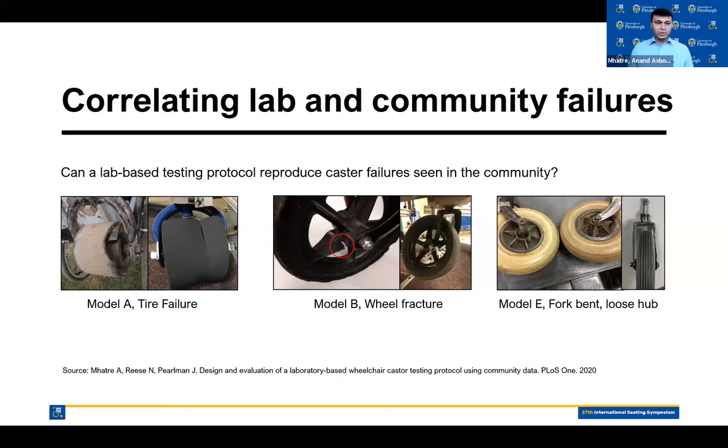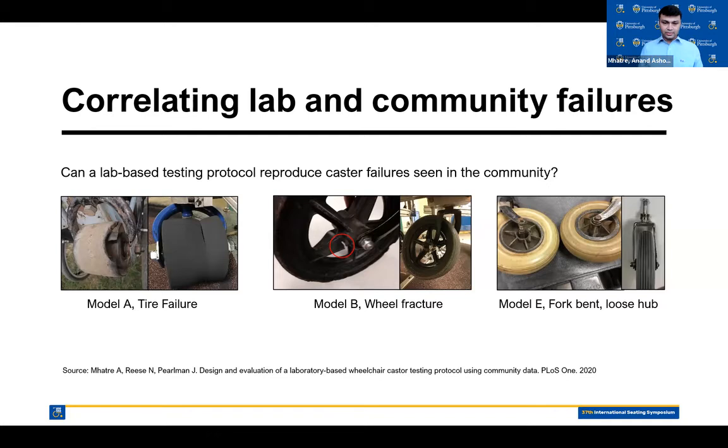And so to address the question, can a lab-based testing protocol reproduce caster failures that you see in the community? If we look at these three models, model A, B, and E, we see that these failures can be reproduced to some extent. We see the tire failure, the wheel fracture, the fork bend, or a loose hub. And so we did get these promising results from this initial testing. And we thought, can we build further on this now that we can replicate these caster failure modes?